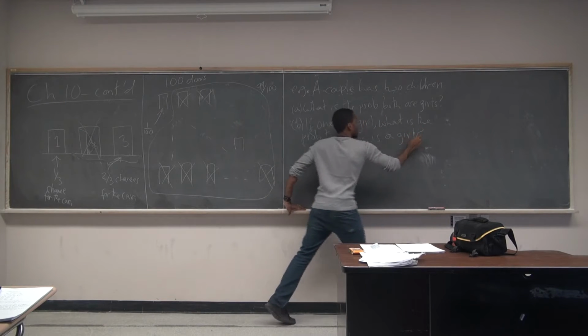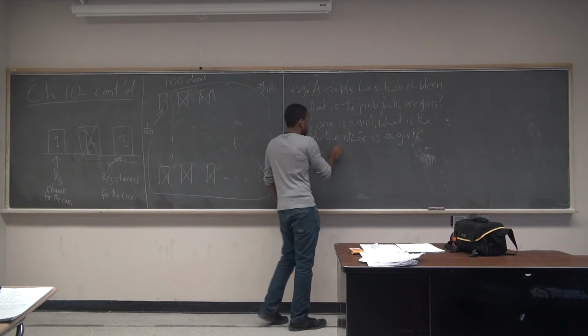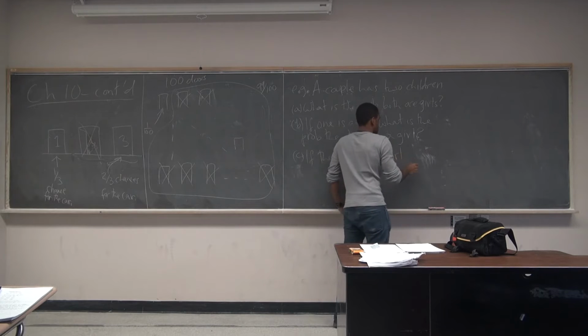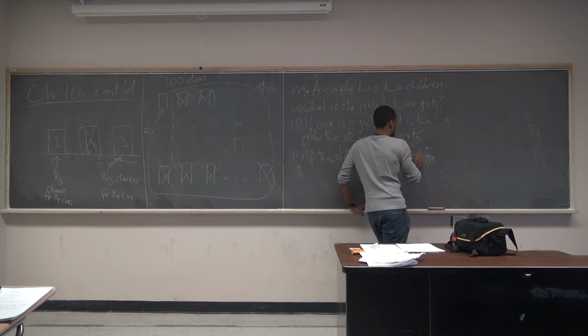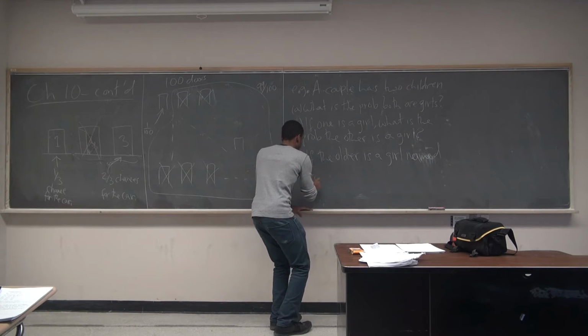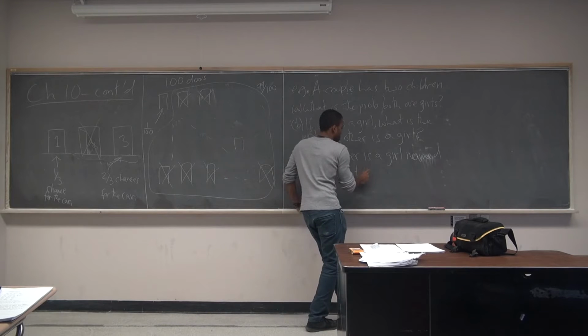And C, if the older is a girl named Sienna, Florida. What is the probability that the other is a girl?